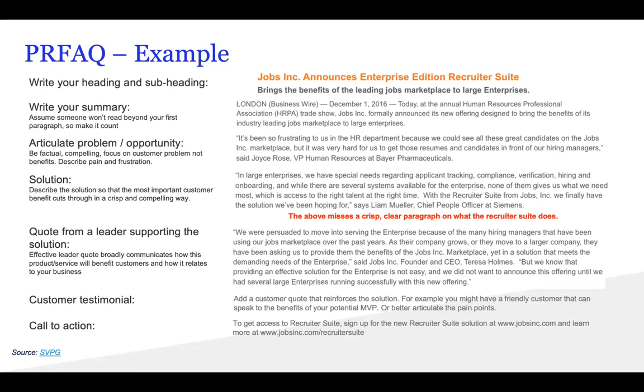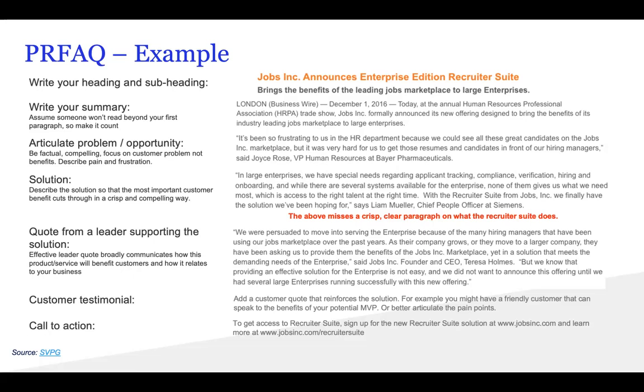One of the key things that I noticed in this particular example is that this sample of the PR misses a crisp, clear paragraph on what this actual Recruiter Suite product does. There's only a customer quote, but it misses out on expanding on what the product experience is, how easy it is to use, how easy it is to sign up for, et cetera. So make sure you actually talk a little bit about the product here as well, in addition to maybe an important customer quote or a leader quote.